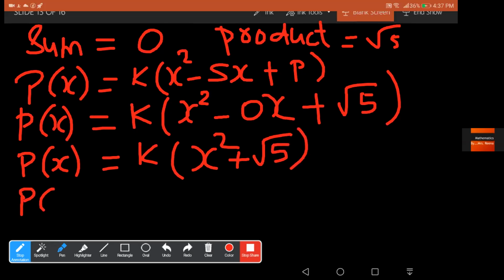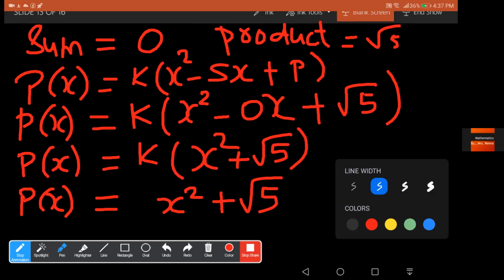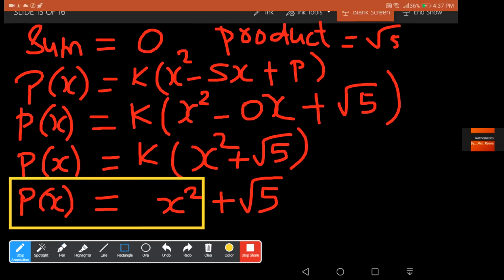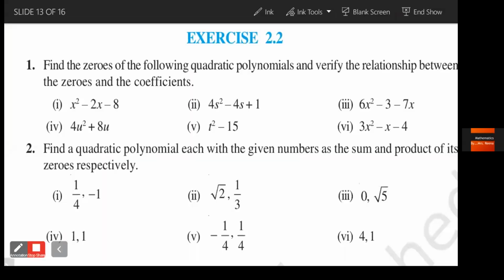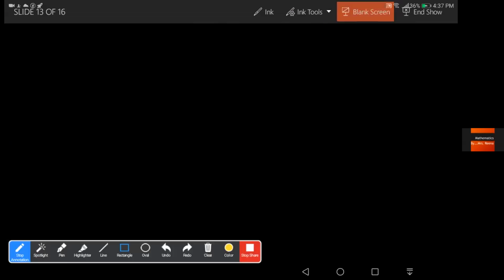K can be taken as 1 and then our required polynomial will be x square plus √5. So this is the required answer for this part, x square plus √5, where sum was 0 and product was √5. Okay, in the same way, for this fourth part we have sum as 1 and product as 1. Sum is 1 and product is also 1.